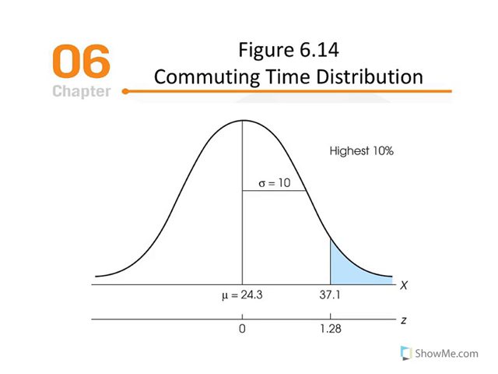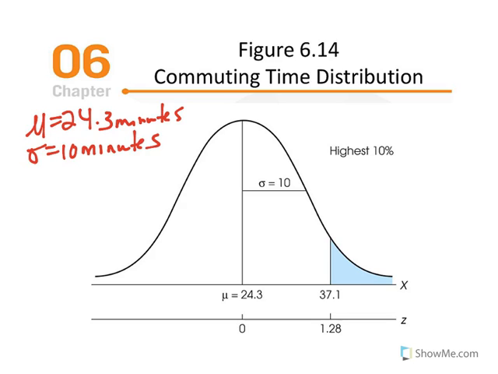The U.S. Census Bureau in 2005 reports that Americans spent on average 24.3 minutes per day commuting, with a standard deviation equal to 10 minutes. How much time do you have to spend commuting each day to be in the highest 10% nationwide? Probably not the group that you want to belong to.